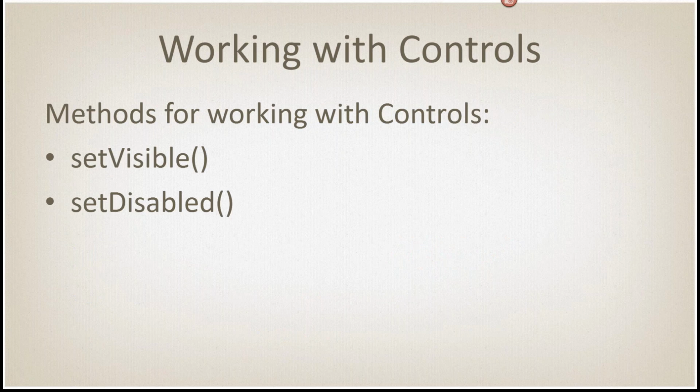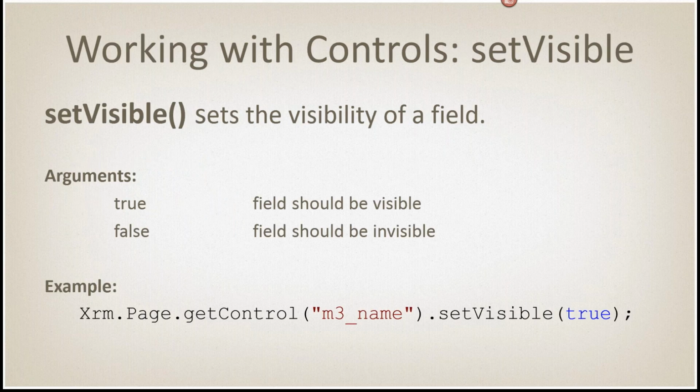So here are a couple of methods that we have when working with controls. The common ones are that we would like to set it to be visible or not, or disabled or not. Again, you get a handle to the control with getControl, and then in the case of setVisible, we turn it on or we turn it off. If we would like to enable a field or make it visible on the form, we would set it to true, or we would set it to false if we want to turn it off.